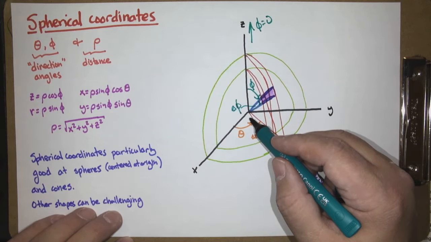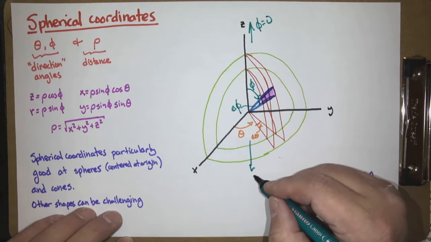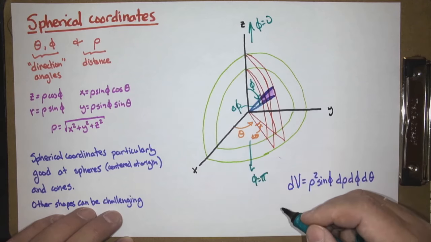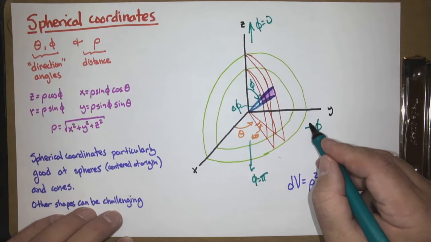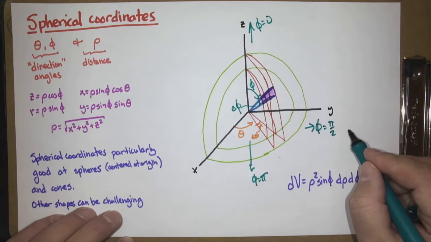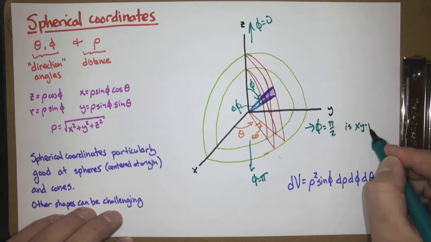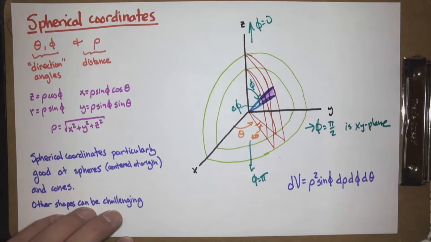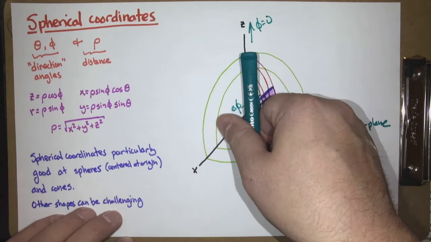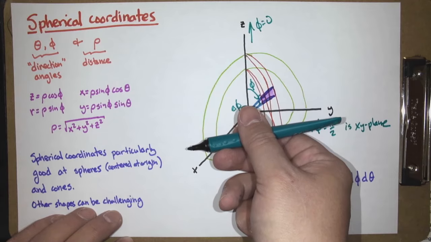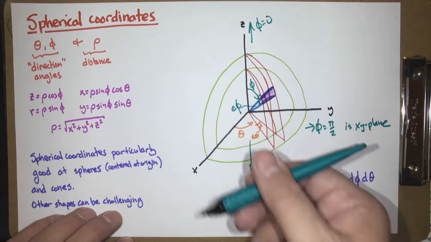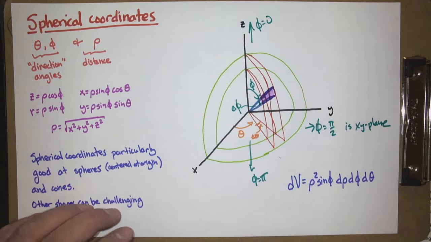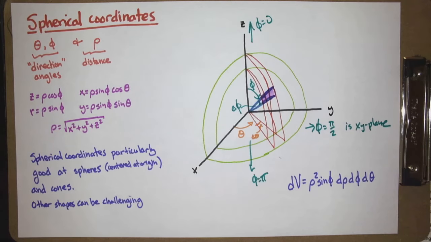Phi equals pi is straight down. Where's the xy plane? Phi equals pi halves is the xy plane. All right. So you start at 0. By the time you hit pi halves, you're 90 degrees off the z-axis. And what's 90 degrees off the z-axis? It's the xy plane. So phi and theta give you your direction.